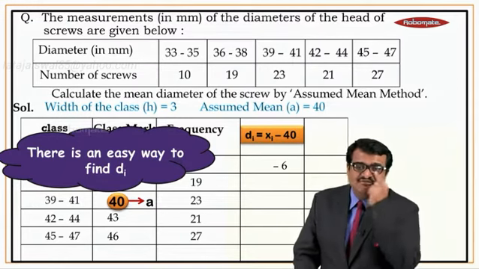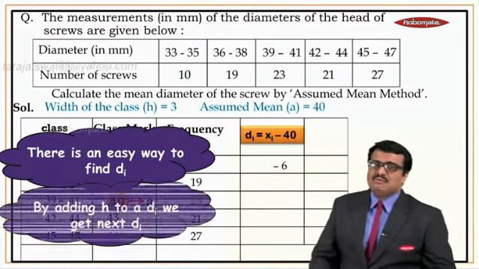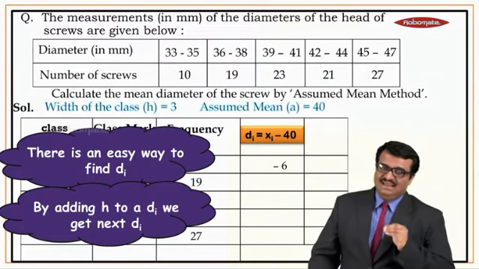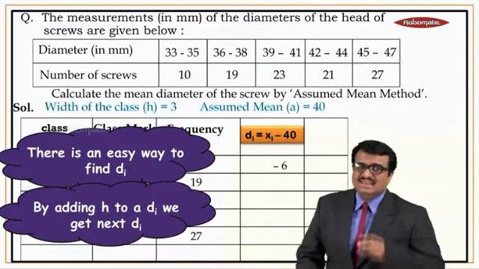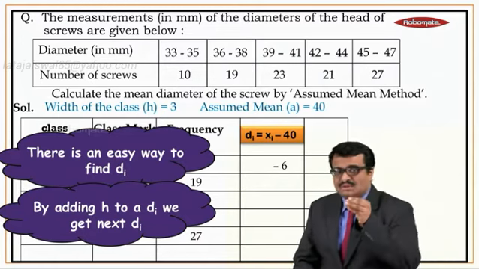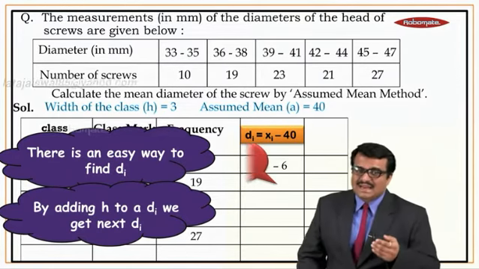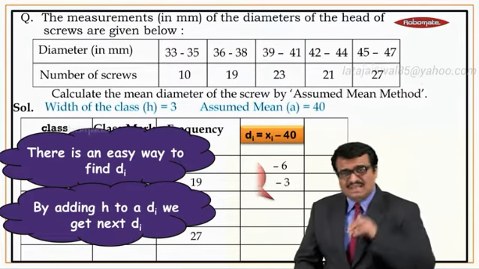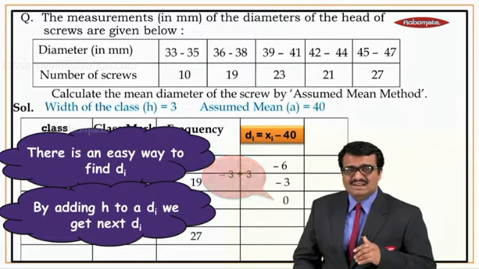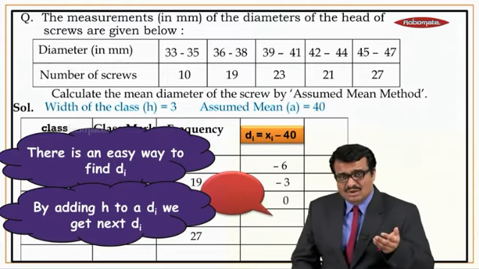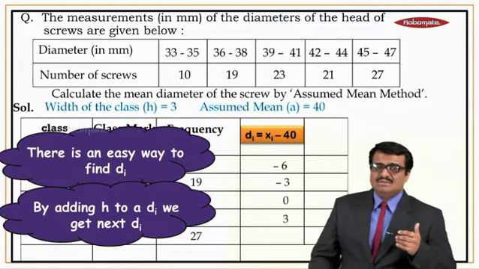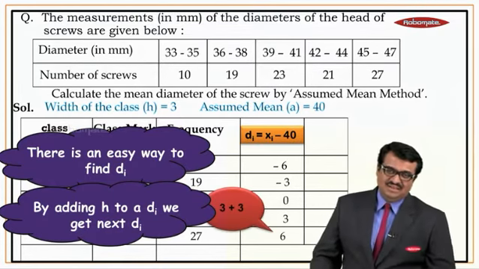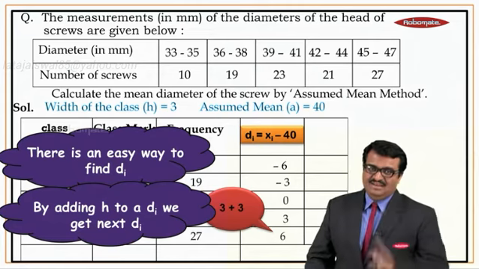And what is that easy way to find di? The easy way to find di: by adding h to di, we get the next di. What is h for you in this sum? H is 3. By adding 3 to this minus 6, you will get the next one. Minus 6 plus 3, how much will that be? Minus 3. Minus 3 plus 3, how much will that be? 0. 0 plus 3, how much will that be? 3. 3 plus 3, how much will that be? 6. So all your di's are ready.